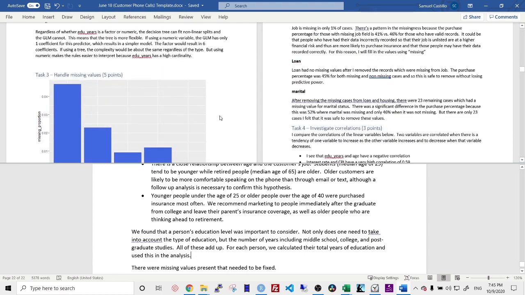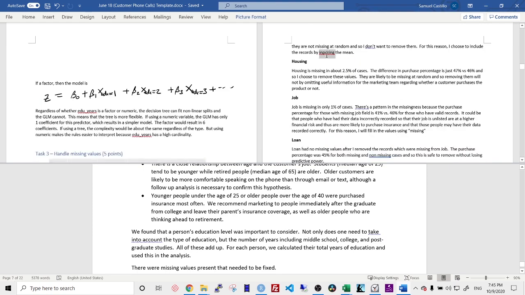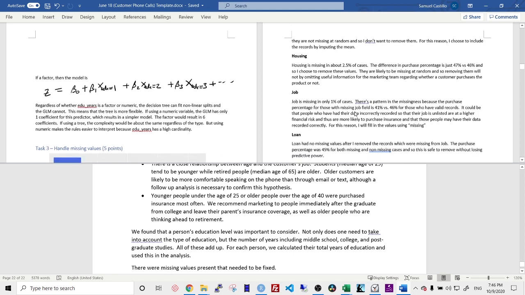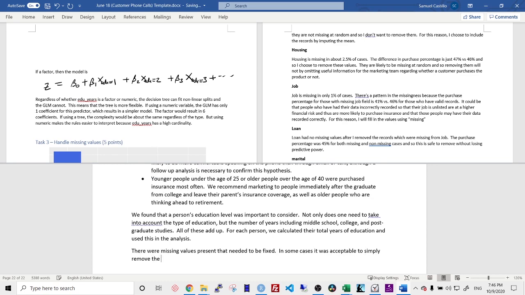And we talked about missing values. So there were missing values present that needed to be fixed. For EDU years, we saw that there were 5% missing, and so I imputed the mean, which means I just replaced the missing values with the mean. For housing, 2.5% of cases, I just removed these values. So in some cases, it was acceptable to simply remove the records which had missing values.